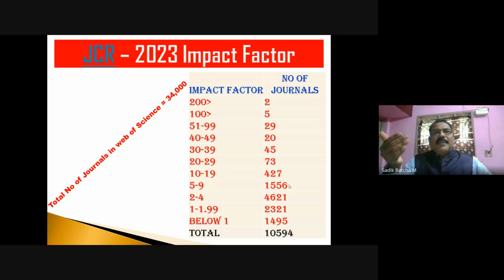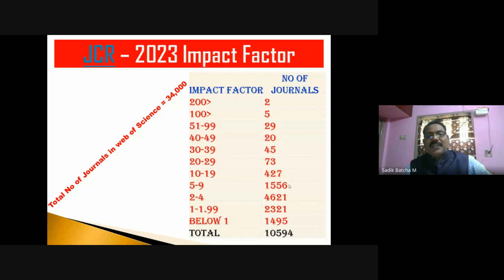I went through the JCR and divided the impact factor into this table now. There are about 34,000 journals. The journals having the highest impact factor, 200 and above, are only 2 journals, which I showed you on the screen also. And from 100 to 199, only 5 journals.